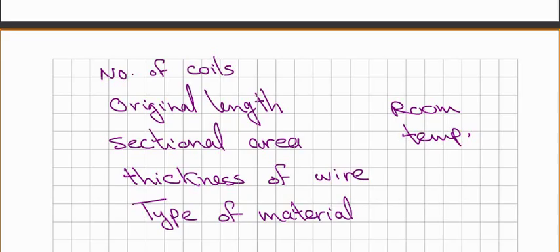So when you compare a certain property like the effect of changing the original length, you need to make sure that all the rest are kept constant throughout the experiment.